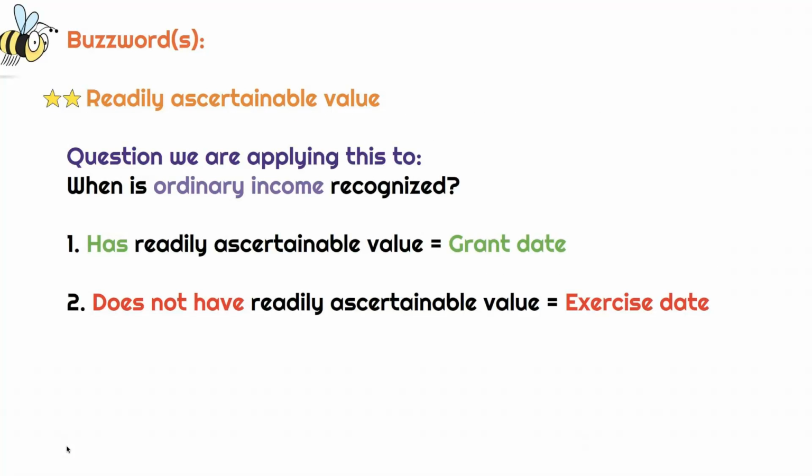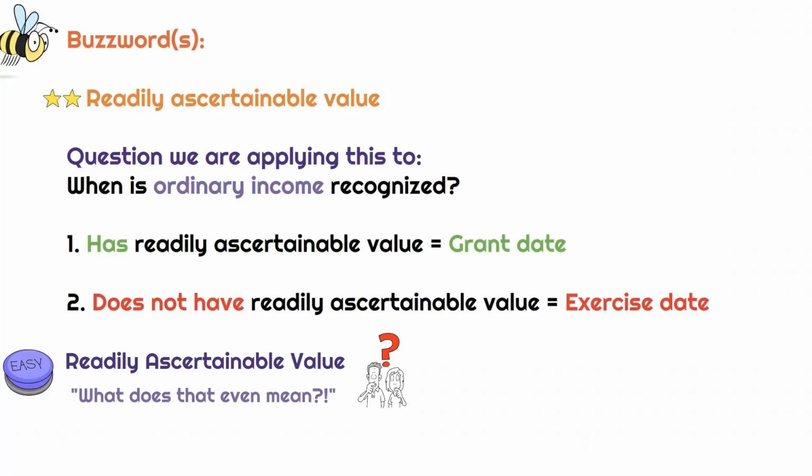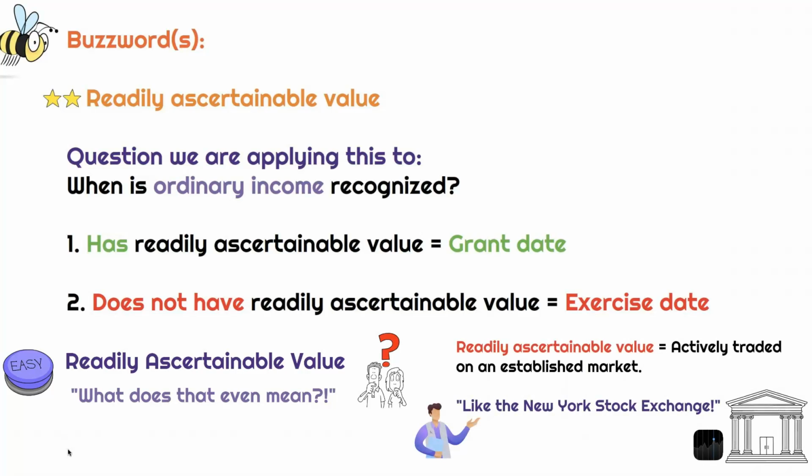Okay, so again, we have non-qualified stock options that either have a readily ascertainable value or they don't. So that is key because it's going to indicate whether the stock option will be taxed to the employee at the date it is granted or at the date that it is exercised. Okay, so what does it mean for a non-qualified stock option to have a readily ascertainable value? Basically, this is saying that the option is being traded on a public exchange, right? It's being traded in the open market, such as the New York Stock Exchange.